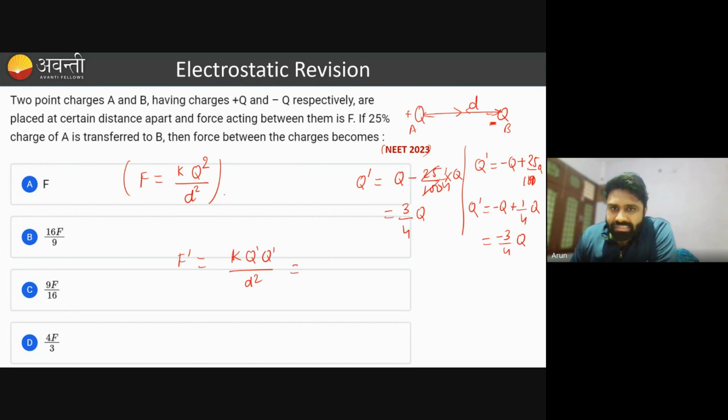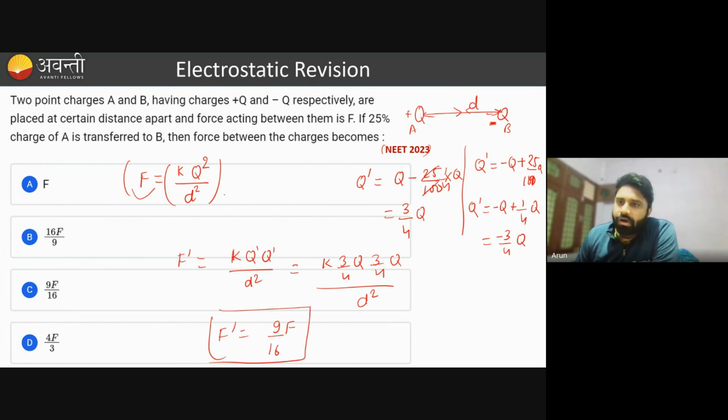Q dash for positive charge is 3 by 4 Q, so K into 3 by 4 times of Q. And for the negative charge it is also the same. That is why I have considered both as Q dash. So it is 3 by 4 times, I'm talking about only the magnitude, into Q divided by D square. So this will become 9 by 16 times K Q square by D square. K Q square by D square is F. So F dash will become 9 by 16 times of F. Look how simple this is. Option C is the correct option.